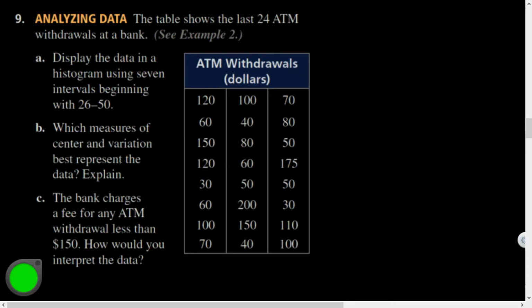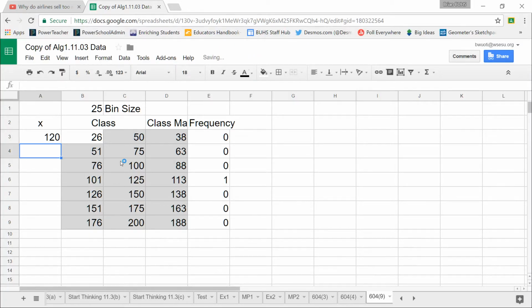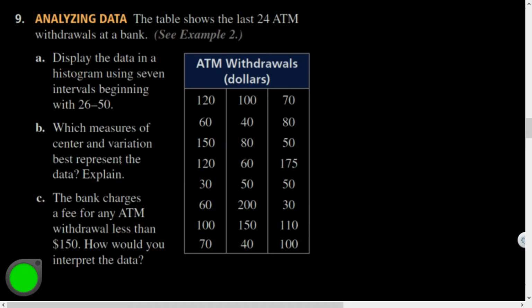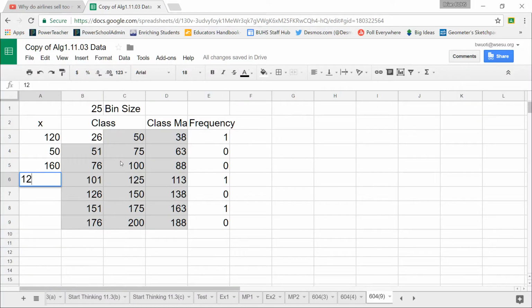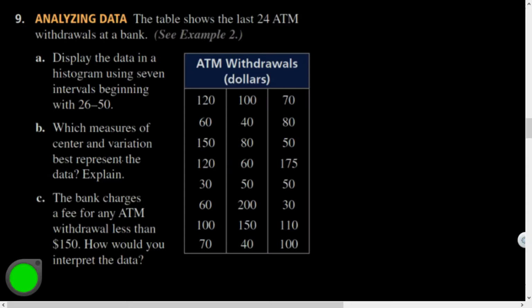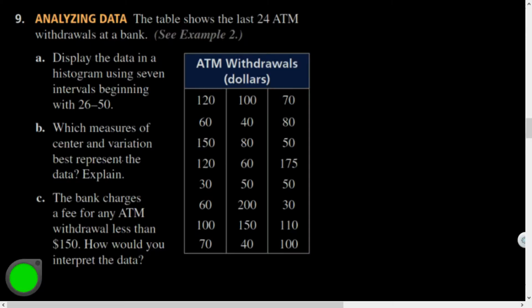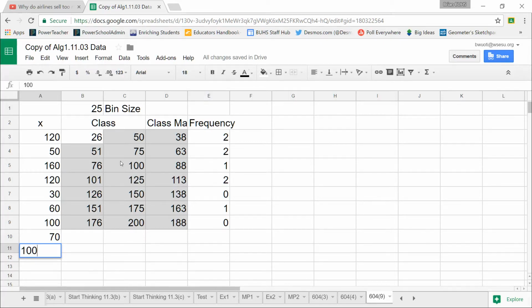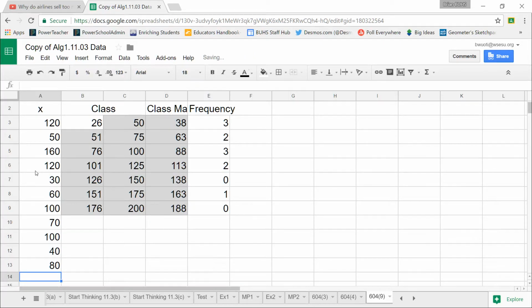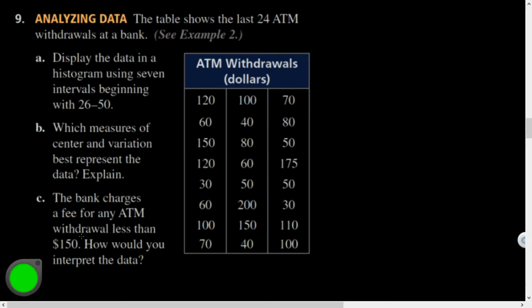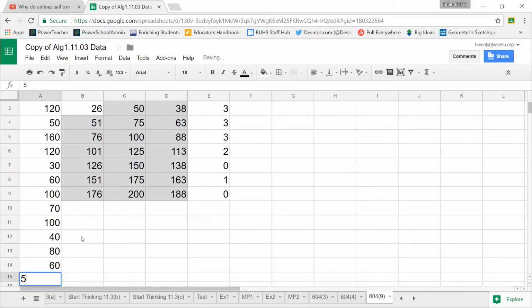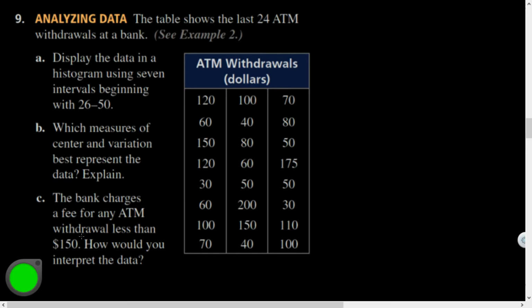So here we go. 120, 60, 150. 120, 50, 160. Did I do that right? Yeah. 120, 30, 60. Then I've got 170. You have to call it 100, by the way, friends. 100, 40, 80. Notice as I'm typing these, it's auto-calculating these frequencies, which is kind of cool. 60, 50, 200. All right. 150, 40. All right. 70, 80, 50.